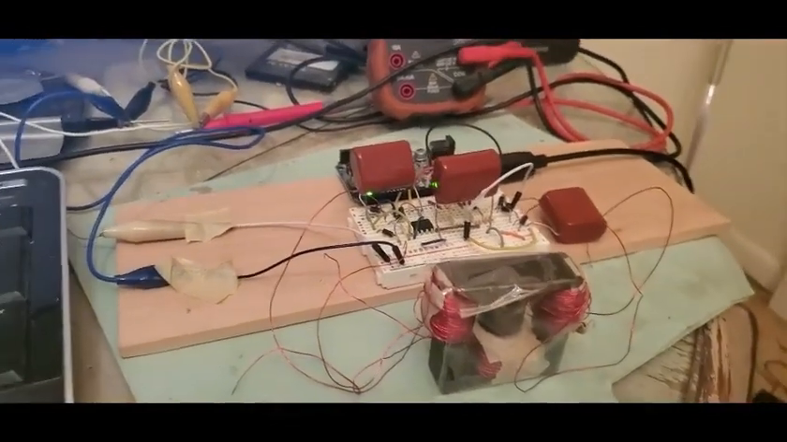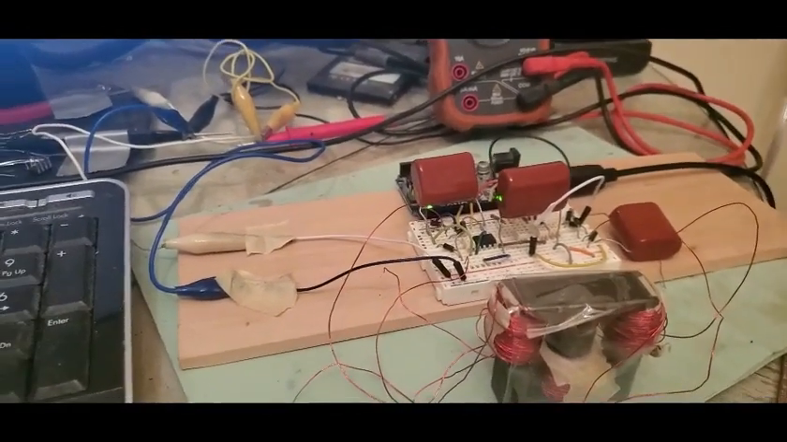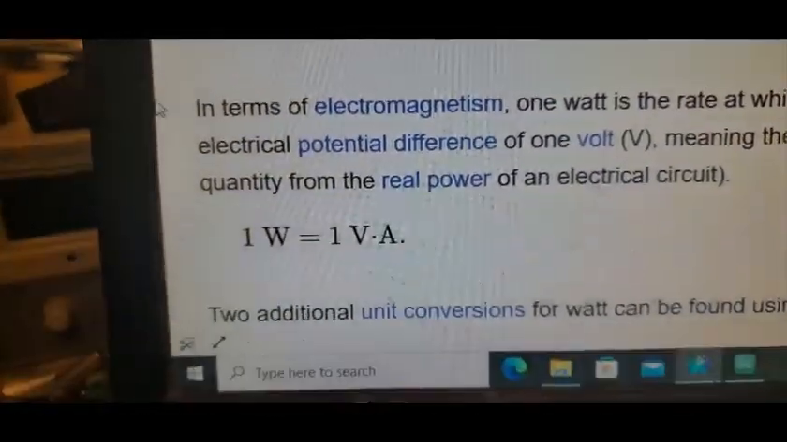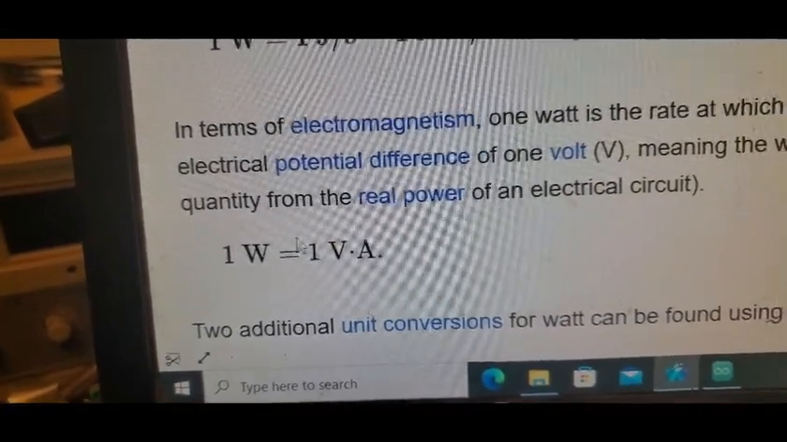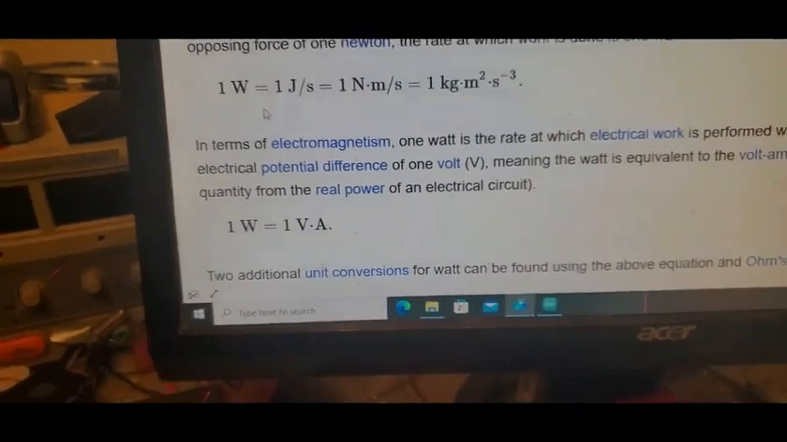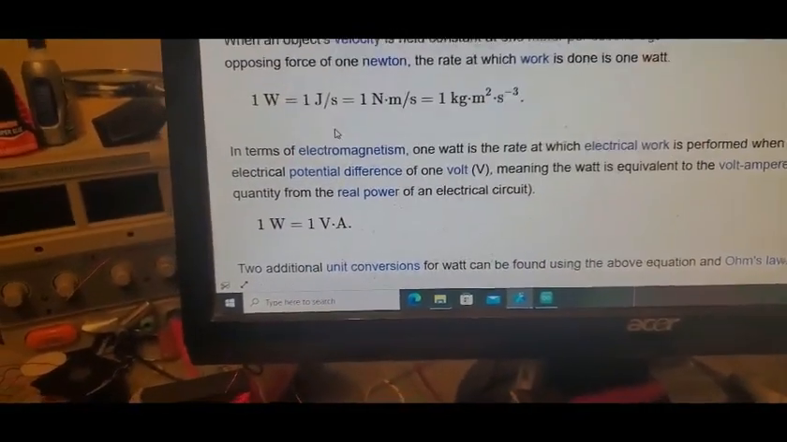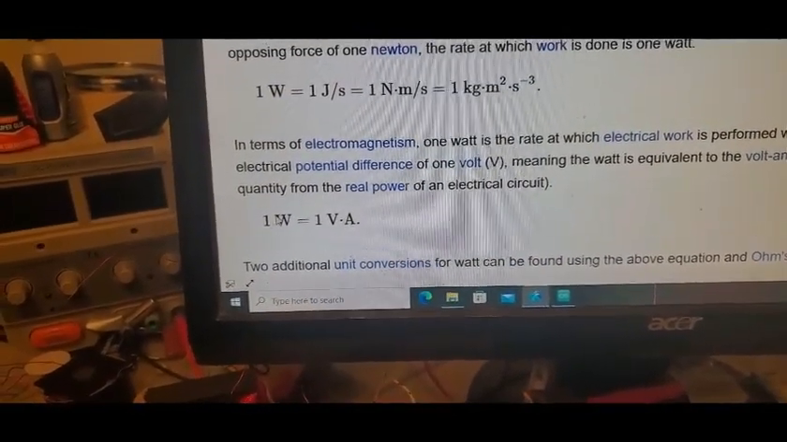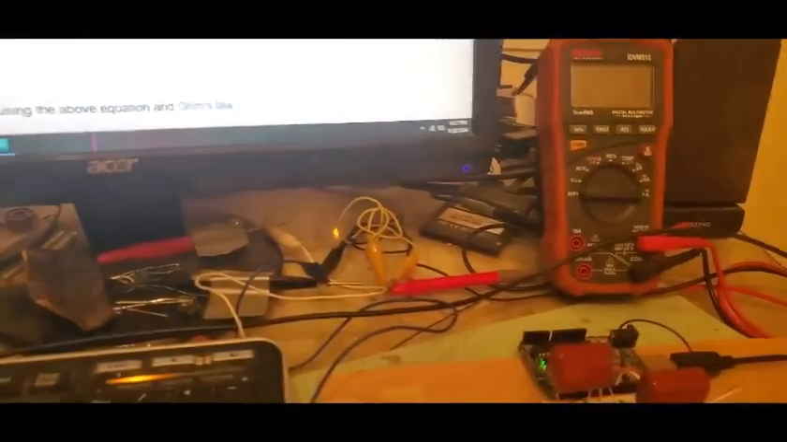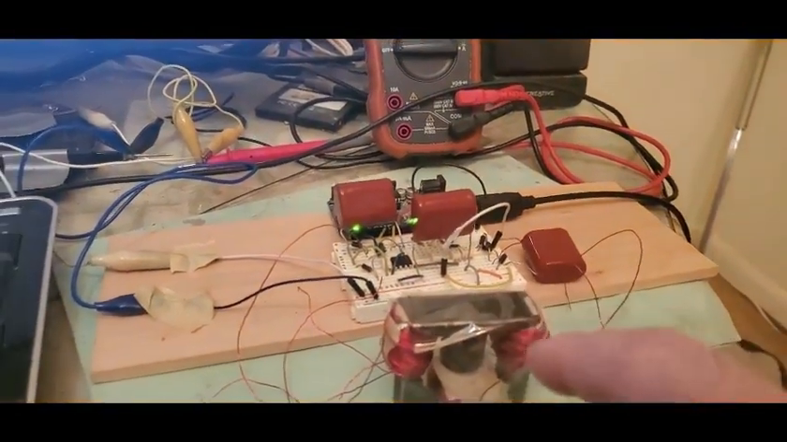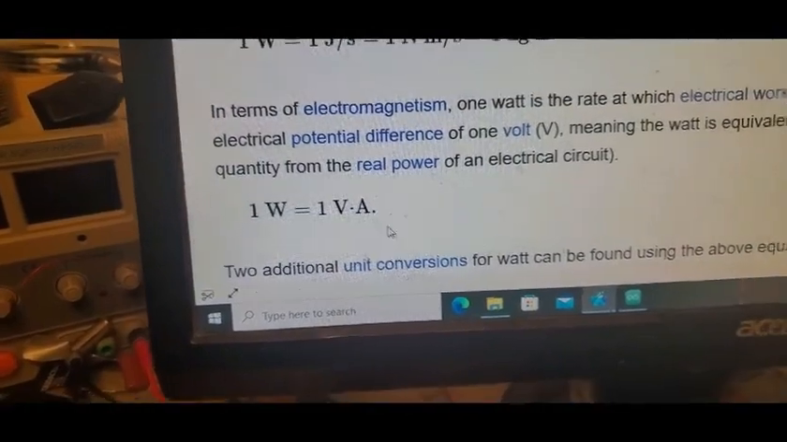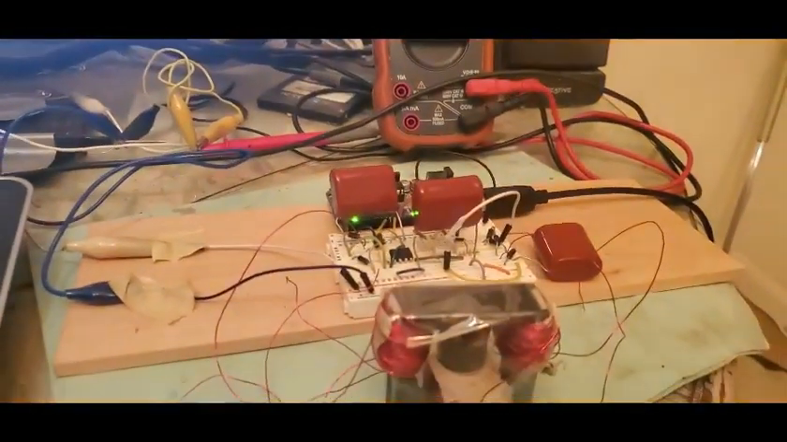The first thing is, what is the definition of a watt? You can go here, and there are all those definitions, and the one we're interested in is 1 watt is equal to 1 volt amp. So 1 volt at 1 amp is 1 watt. 10 volts at 1 amp is 10 watts. 10 amps at 1 volt is 10 watts. So that's the definition of a watt. To calculate milliwatts in, we need to know volts and amps, and we don't know either right now.